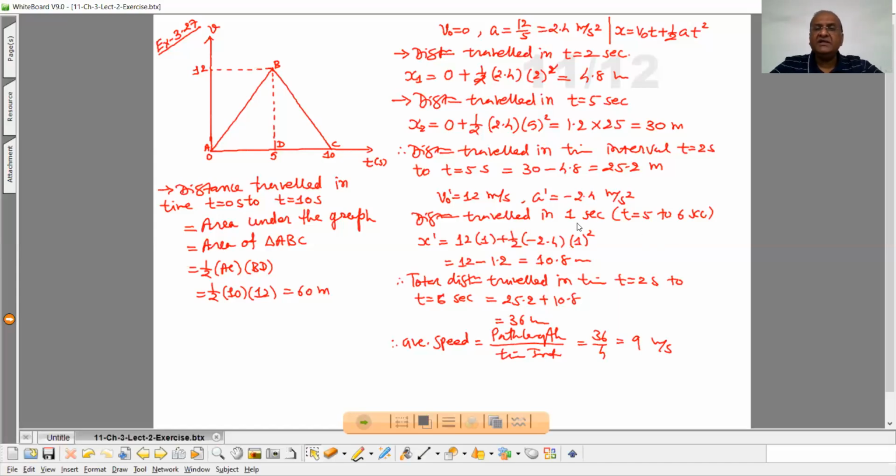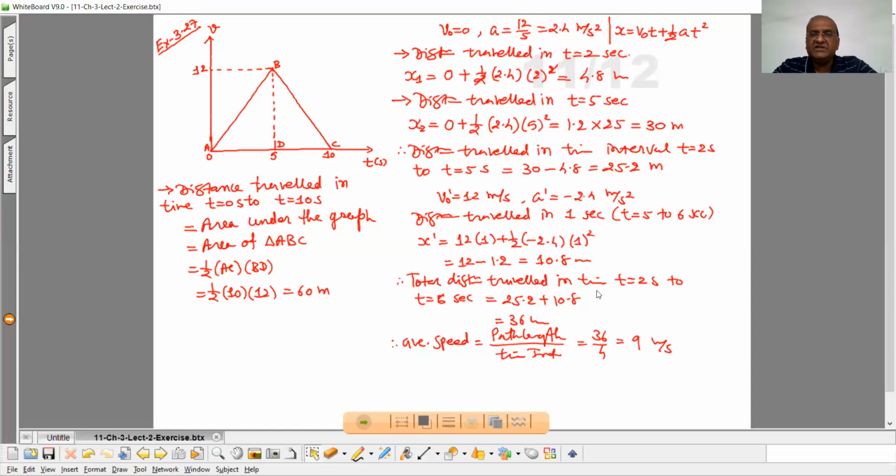Now we have to take the distance traveled in 1 second, 5 to 6. Here we can take the distance traveled in 1 second because we have the initial velocity at 5 seconds. Clear? Now x dash equal to V0 dash, that is 12 into time 1 second plus half into acceleration A dash, that is minus 2.4 into 1 squared. So this will give you resultantly 10.8 meter.